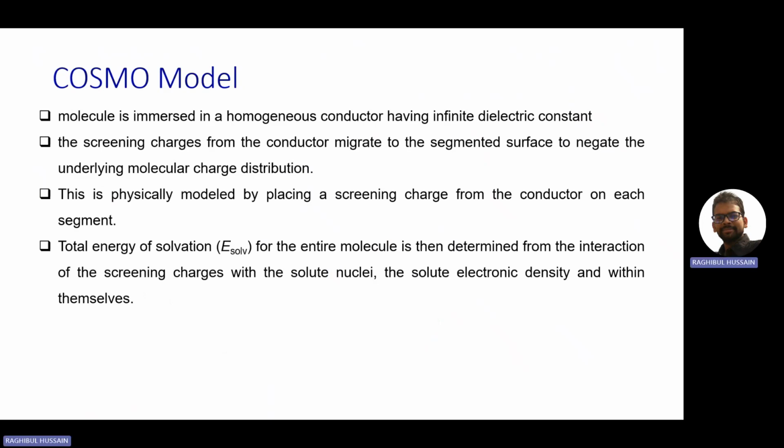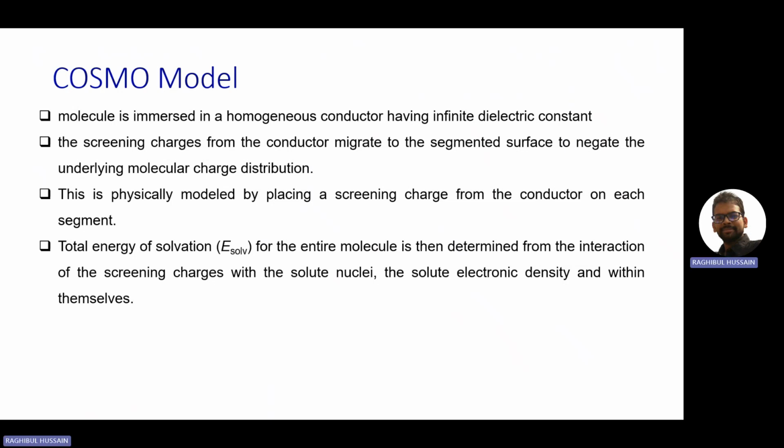So what are we doing then? What are the steps? The molecule is immersed in a homogeneous conductor having infinite dielectric constant. The screening charges from the conductor will try to cancel the charges of the solute. On one side you have the solute charge, on the other side you have the conductor charge. They all come together and meet at the interface.